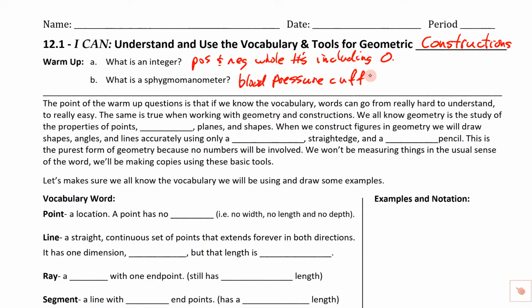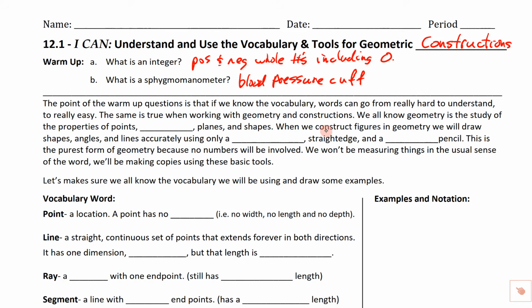All right, now the point of this warm-up question is that if you know the vocabulary, words and ideas go from really difficult to understand to really easy. So if you hear the word integer, sometimes people freak out about that, but we're just talking really nice numbers, positive and negative numbers, whole numbers including 0. And a sphygmomanometer, nobody ever calls it that, they just call it a blood pressure cuff, so it's not anything complicated. So the same idea is true when working with geometry and constructions.